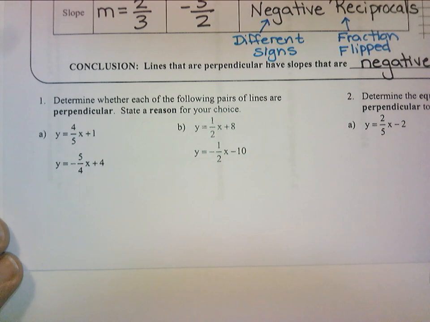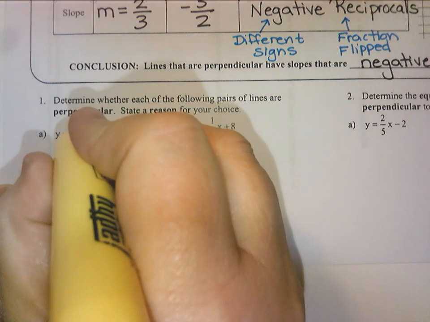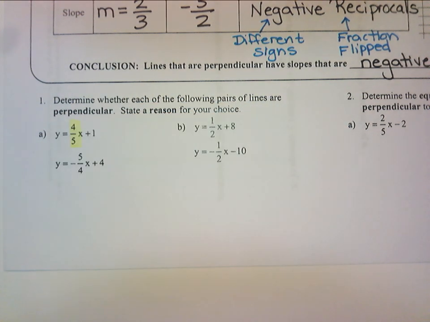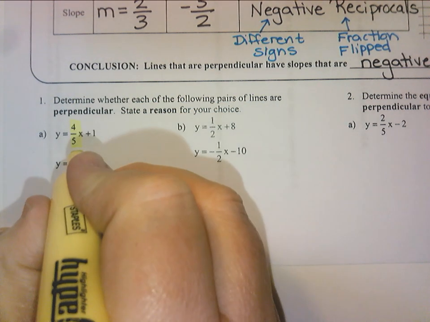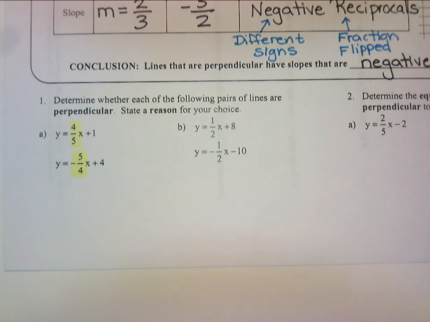So our first one says, determine whether each of the following pairs of lines are perpendicular and then state a reason for your choice. So we said to be perpendicular, their slopes need to be negative reciprocals. So I'm going to look at the slope of the first line, which is 4/5, and then the slope of the second line, which is negative 5/4.